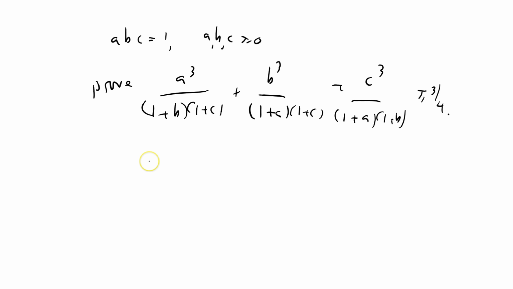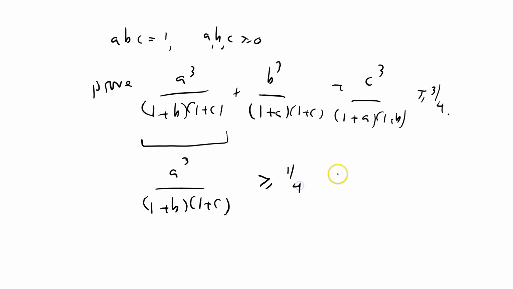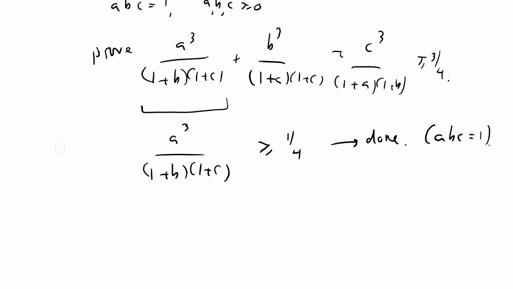Is to look at each term individually. So we'll try a cubed over (1 plus b)(1 plus c). And if I can prove that that's greater than or equal to 1/4, then I'm done, given the constraint abc equals 1, of course. Because if I can do that, by symmetry, each one's bigger than 1/4 and the whole thing's bigger than 3/4. This technique feels like cheating. I'll remember the name in a minute, but if I can do that, that's great.